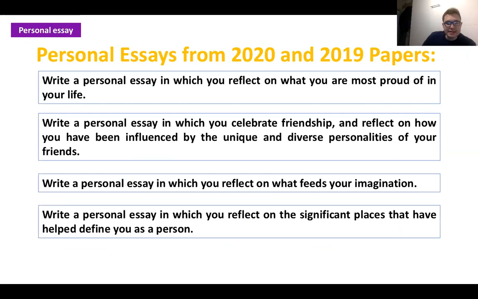So, personal essays. These are from recent exam paper titles, from 2020 and 2019, and these are the four options, two and two. Write a personal essay in which you reflect on what you are most proud of in your life. Write a personal essay in which you celebrate friendship and reflect on how you have been influenced by the unique and diverse personalities of your friends. Write a personal essay in which you reflect on what feeds your imagination. Write a personal essay in which you reflect on the significant places that have helped define you as a person.